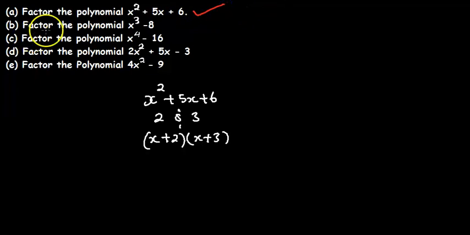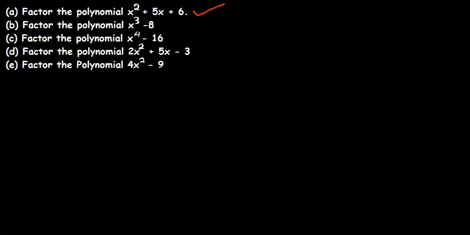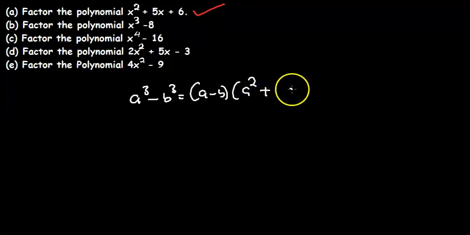What about the second one? The second problem also asks us to factor the polynomial given, x to the power of 3 minus 8. In this case, this is in cube form, which can be factored using a formula. If it is in cube form, you can use this formula, which is a to the power of 3 minus b to the power of 3, which is equal to a minus b, into bracket of a squared plus ab plus b to the power of 2.